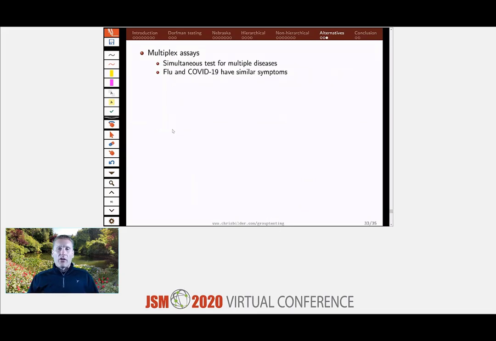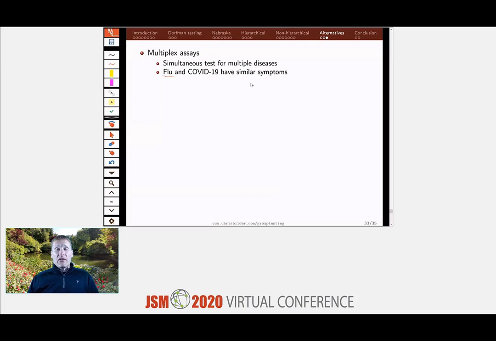Now, another alternative to think about with respect to COVID-19 and overall group testing as a whole is applying group testing through what are called multiplex assays. I'm using that term to describe simultaneous tests for multiple diseases. This is going to become very important this fall once we're back into flu season, where we will want to test people for both the flu and the SARS-CoV-2 virus at the same time because they have similar symptoms.